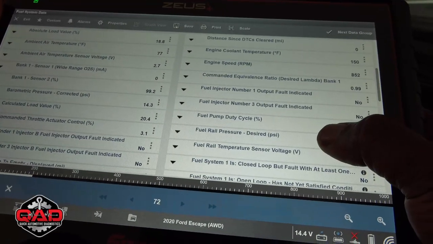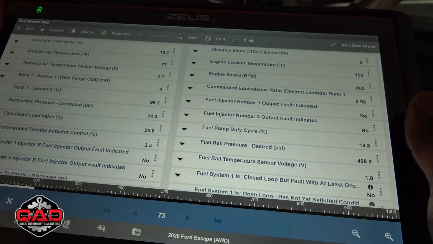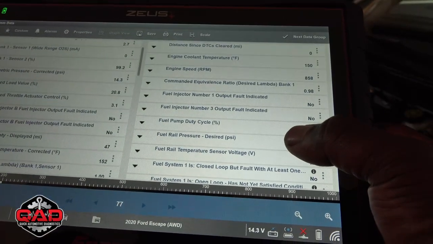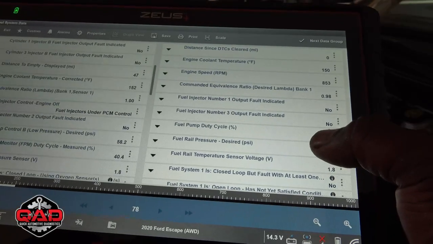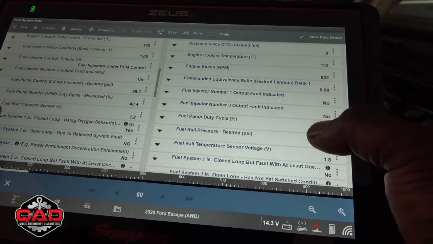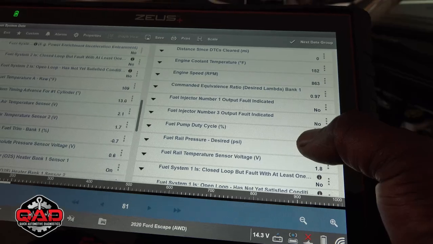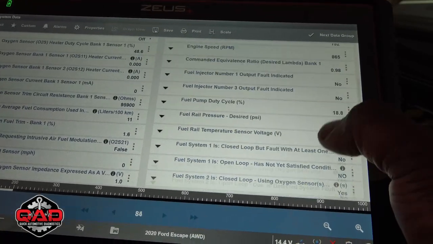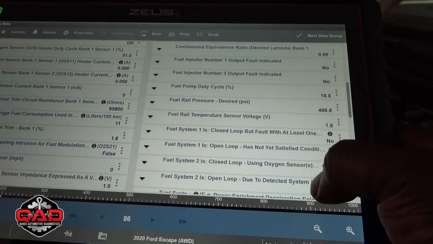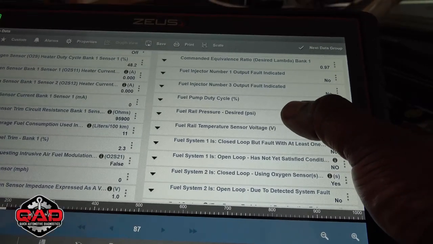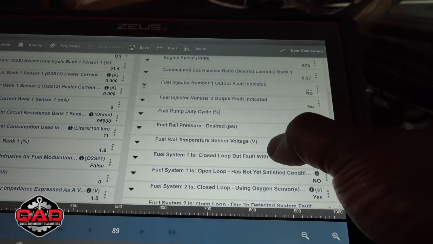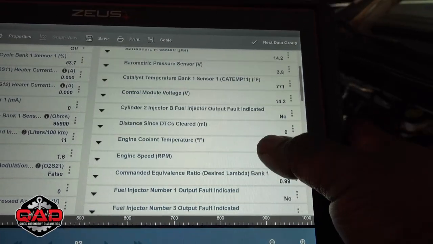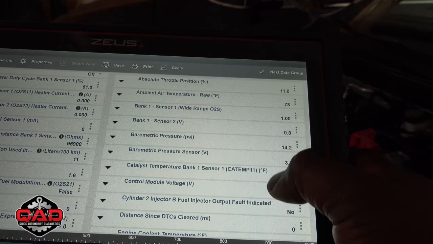Fuel rail pressure desired. As you can see, the desired is around 498. We need the actual fuel rail pressure. Oh boy, why don't we see pressure here? Snap-on, you need to update this. We have only a desired pressure, but where is the actual pressure? And we know there is an actual pressure, so where is it?